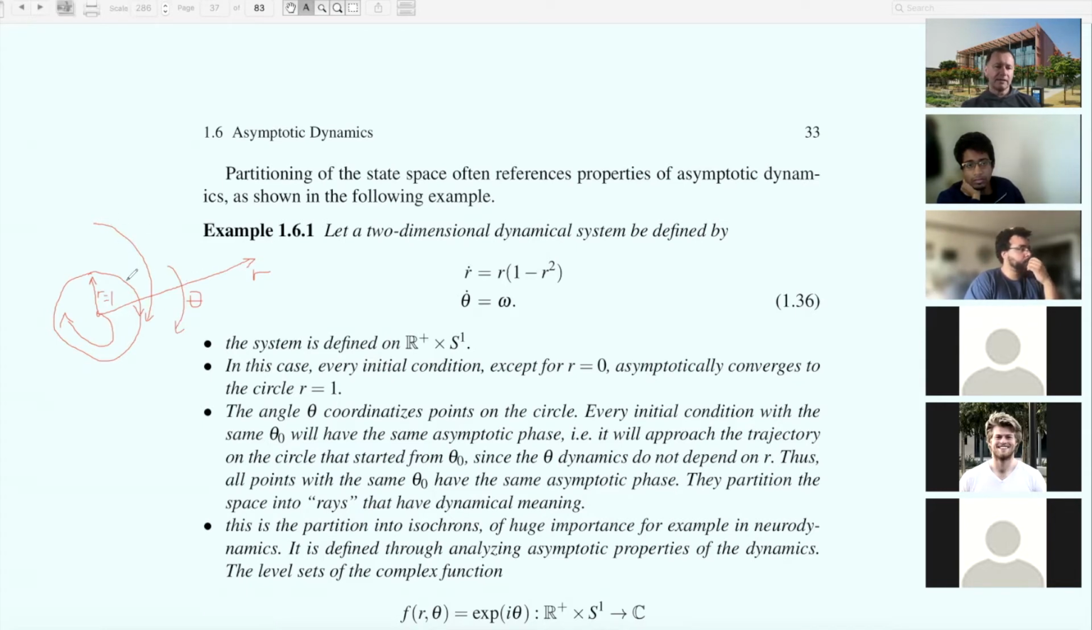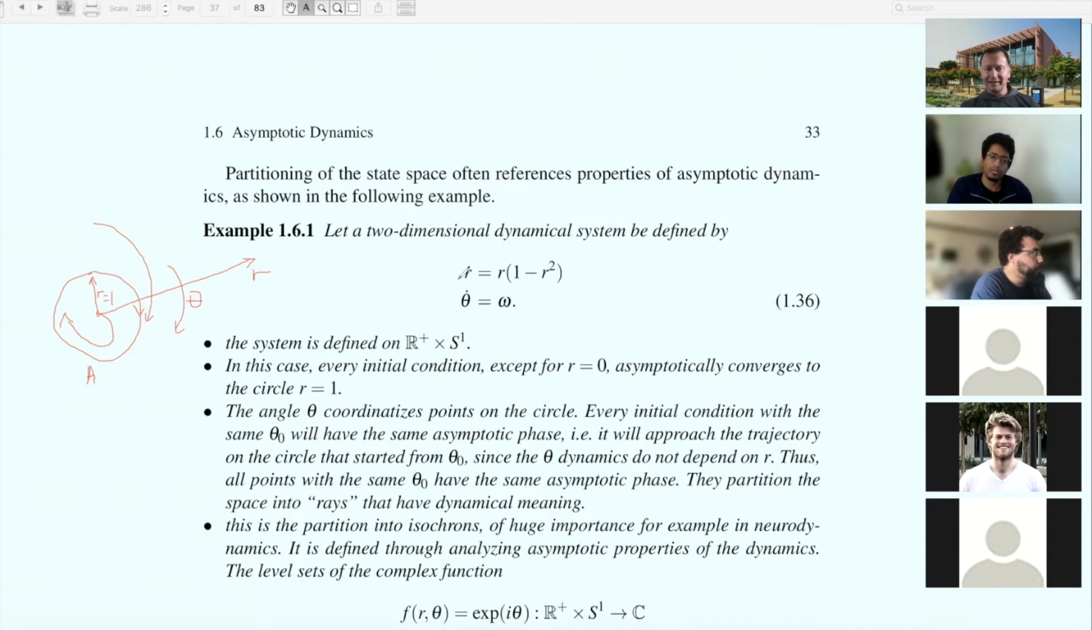They spin, and if they're outside of R is equal to 1, then they decay towards the limit cycle. And if they're inside, they go towards the limit cycle. That's the idea. And so every initial condition, except for R is equal to 0, asymptotically converges to the circle R is equal to 1. So our set A is this from our previous definition. I already, in a sort of hand waving way, told you that A, this circle here, is topologically transitive.